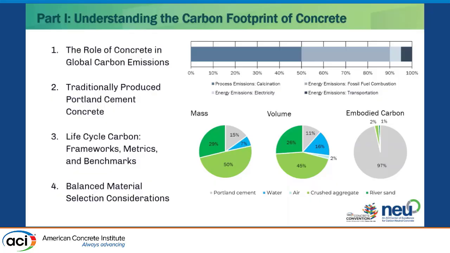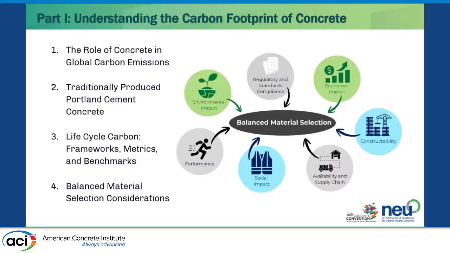Chapter 3 discusses life cycle carbon, including frameworks, metrics, and benchmarks. So this chapter discusses life cycle analysis, EPDs, PCR, and some of the terminology needed to understand how to reduce carbon emissions. Chapter 4 discusses balanced material selection considerations, because we cannot just think about carbon emissions as we build, right? We need to consider performance, we need to consider social impact, we need to consider economic impact. So this chapter discusses what we need to focus on.